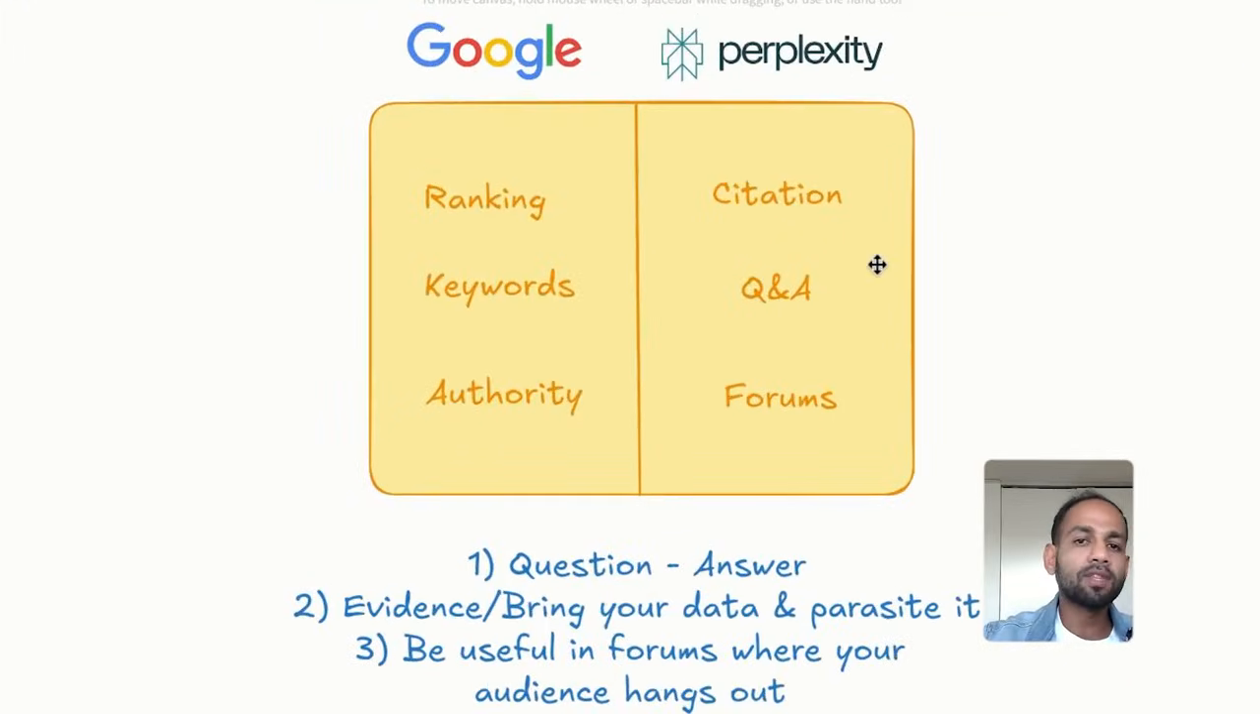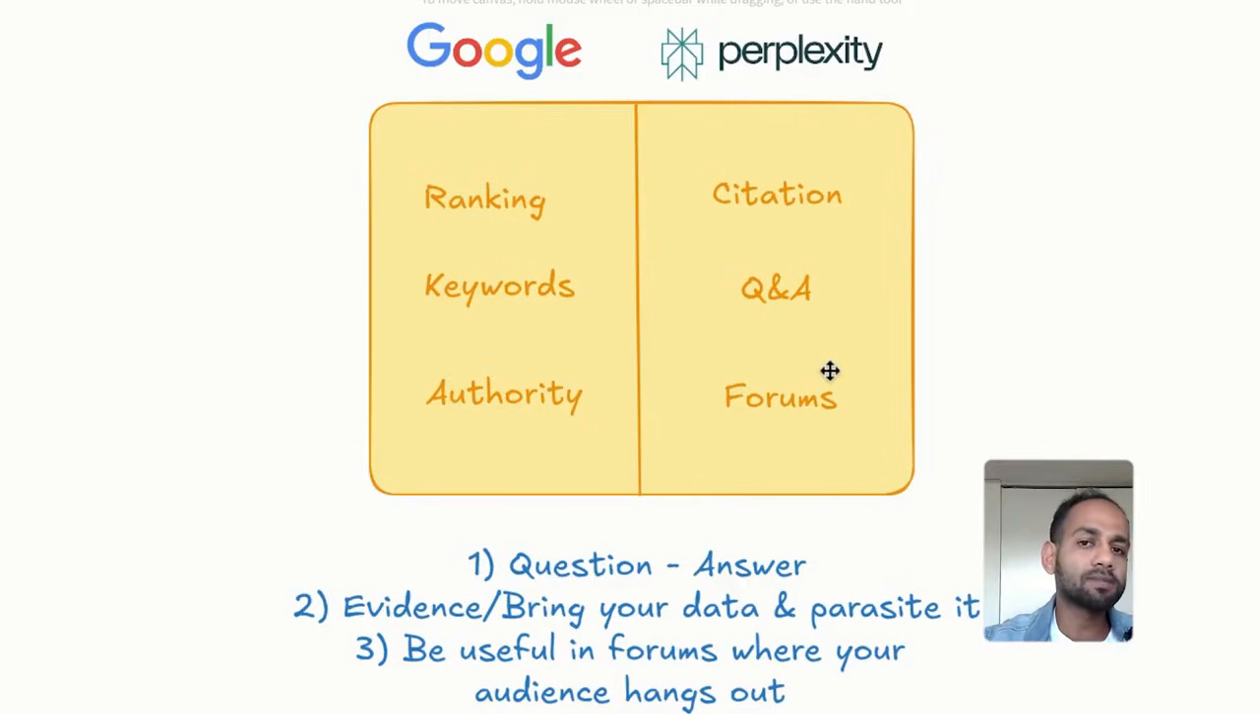Now the second difference between the old world and the new world of ranking for organic traffic is in the old world, you used to think about keywords. Let's say you want to rank for the keyword email marketing. In the new world, you want to make it a question, answer, evidence. Finally, we used to have authority in the old days. So if BBC wrote about you, that was a big push in authority.